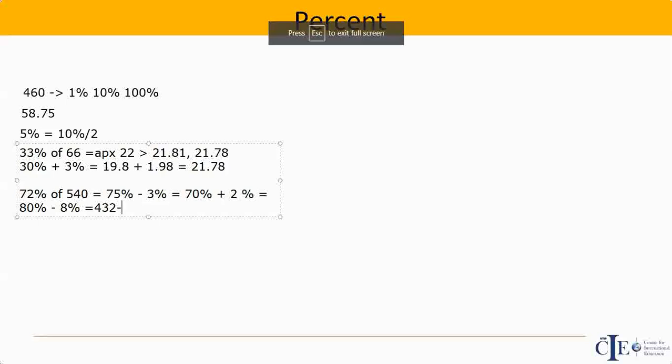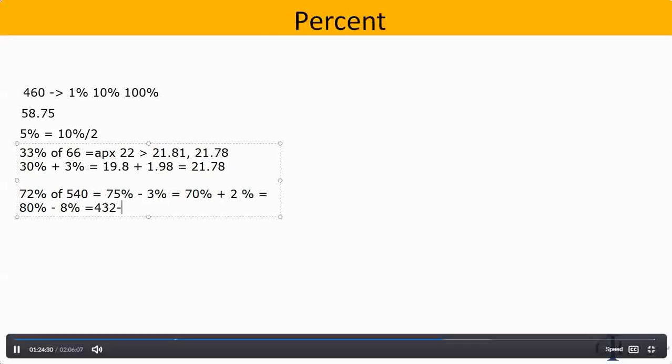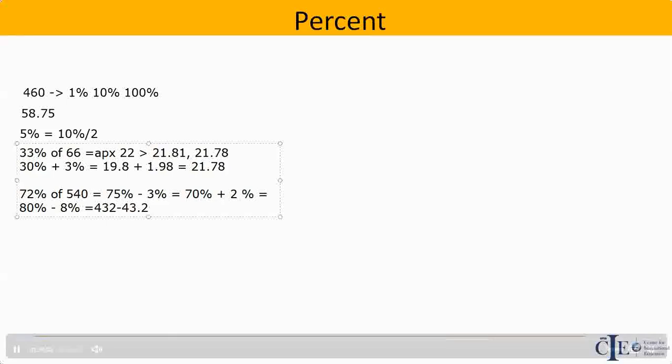Minus, I need to subtract 8%, which is just a decimal shift, 43.2. So this is as good as subtracting a 40 first. So 432 minus 40 plus another 3.2, right? So 432 minus 40 would be 392, and subtracting another 3.2 is going to be 388.8. And hence, it should give you 388.